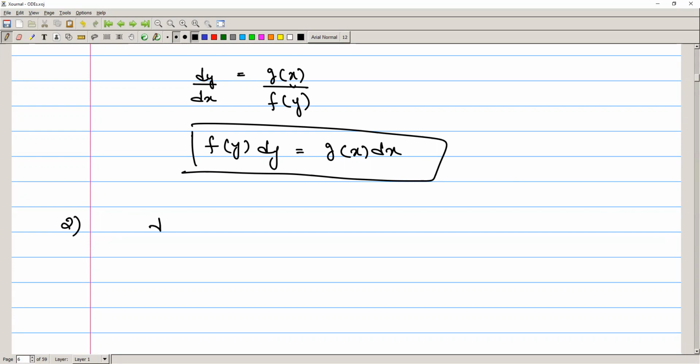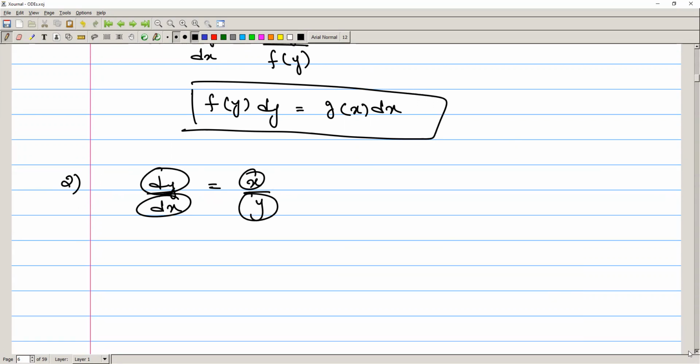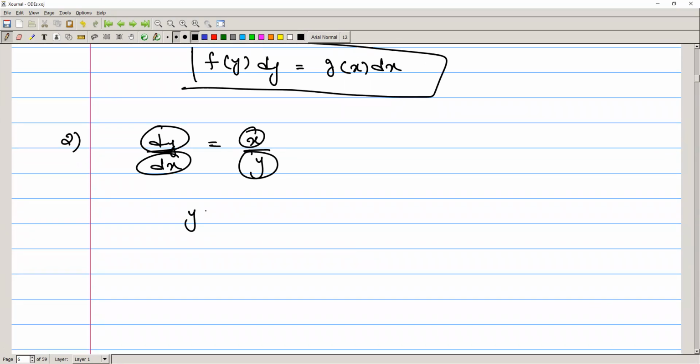So first of all, the basic example, if dy by dx is equal to x over y. Now we can see that we can separate this x with dx and this y with dy. That's why we call it the method of variable separable, right? So now we can write y dy is equal to x dx. Therefore, we can integrate easily. Now they are separated with respect to their derivatives. So it's y squared over 2 is equal to x squared over 2 plus c.